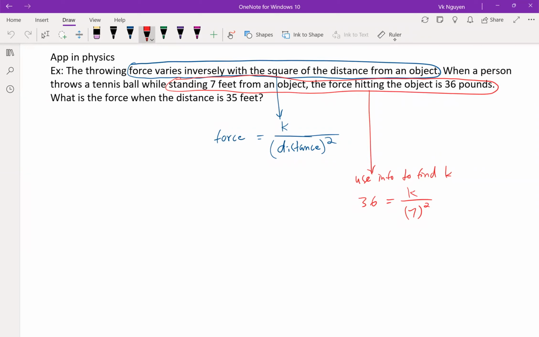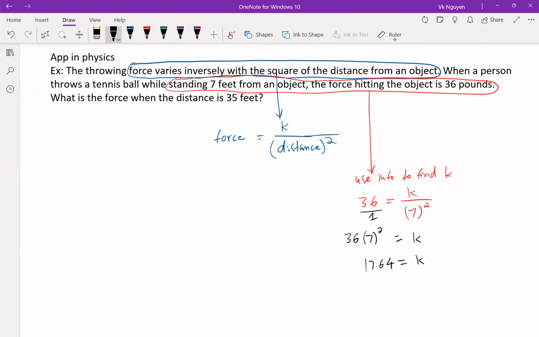And from here, we do the cross multiplication because 36 is the same as 36 over 1. And so, ta-da! We'll have 36 times 7 squared equal k. K is 1764.